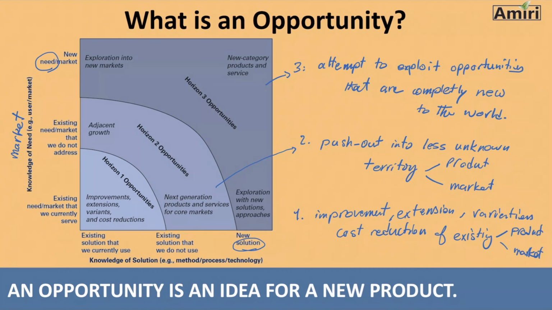I should mention that uncertainty increases as you go from Horizon 1 to Horizon 2 and 3, and I've spoken about this before. With uncertainty comes risk, so you're taking more risk as you move on.